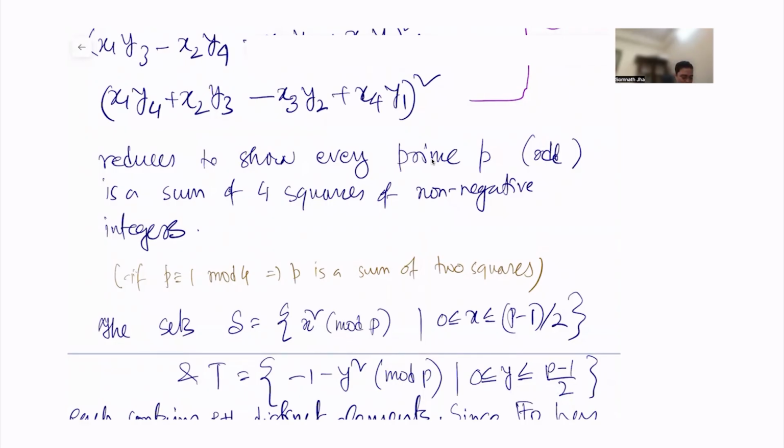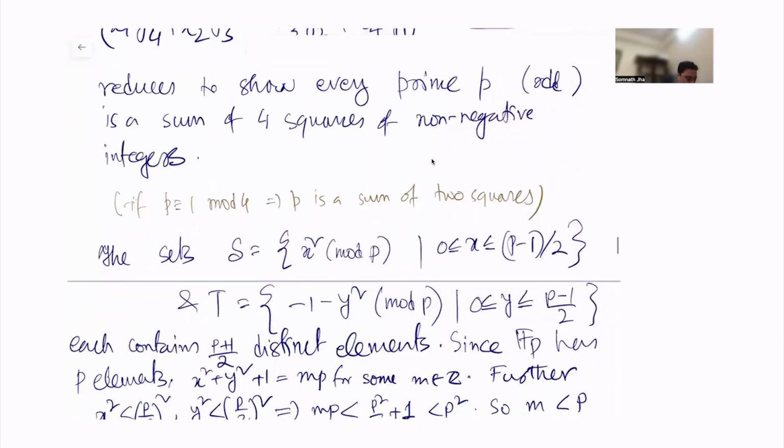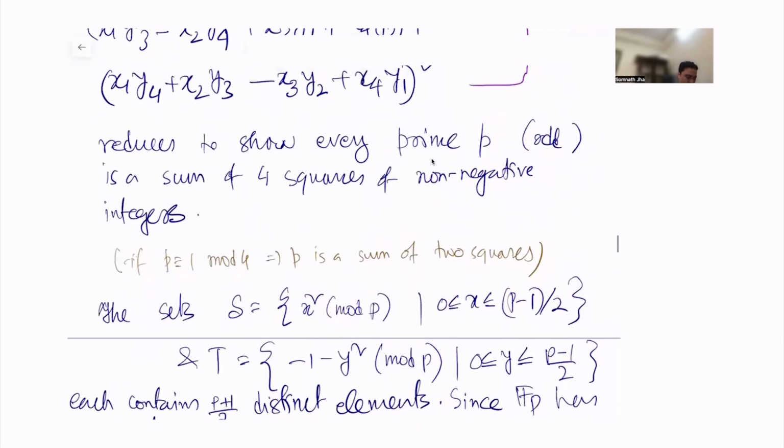So p plus 1 elements, but F_p has only p elements. Each of these sets S and T is defined as follows. S, by definition, is x squared mod p, where x is between 0 and (p minus 1)/2, and T is, by definition, minus 1 minus y squared mod p, where y is an integer varying between 0 and (p minus 1)/2.